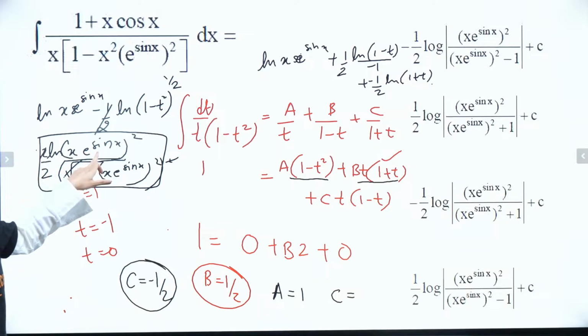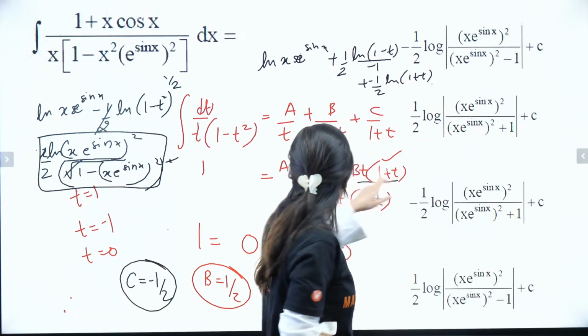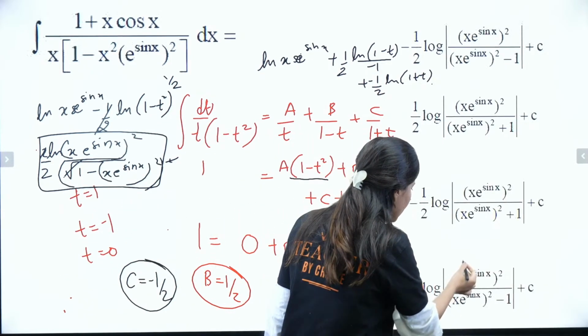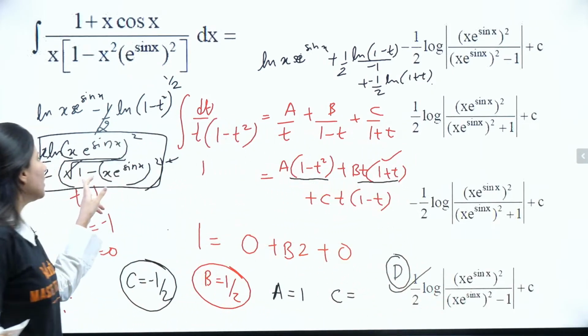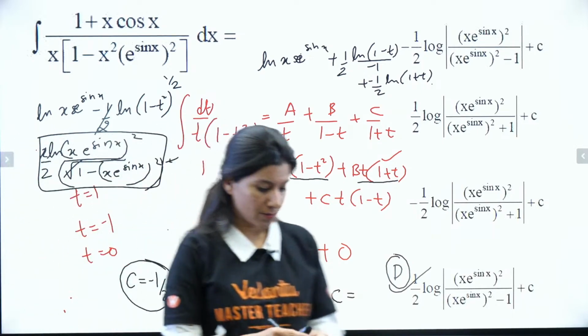So this root will get cancelled out. So half x e sin x, positive half x e sin x whole upon, can you see, 1 minus x e raised to power sin x square, or modulus is there, so option D, right? Either t square minus 1 or 1 minus t square, both will be fine, right? Both will be fine.